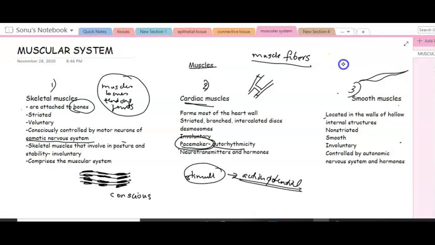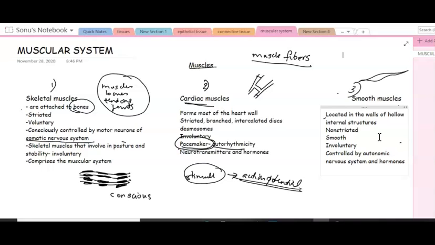And they are found in hollow internal structures. What are the hollow internal structures? Such as the intestine. Oh, I'm not able to draw that nucleus. Okay, it's okay. So they are found in the walls of hollow internal structures such as the stomach, intestines, uterus, then blood vessels, etc.